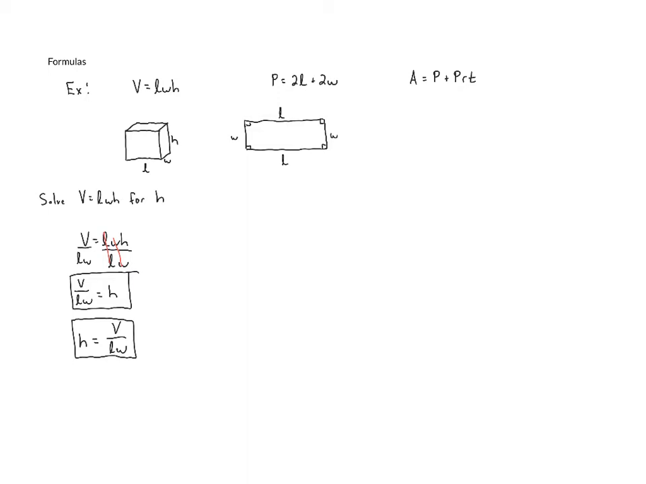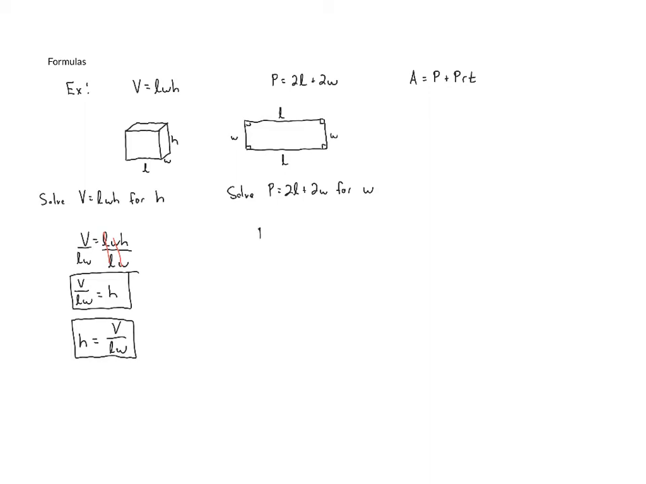But I want to do something different. I want to solve this formula for W. So instead of writing what the perimeter is in terms of the length and the width, we want to write what the width is going to be in terms of the perimeter and the length. We want to get the width alone. Let's do this, and then we'll talk about why this might be useful.